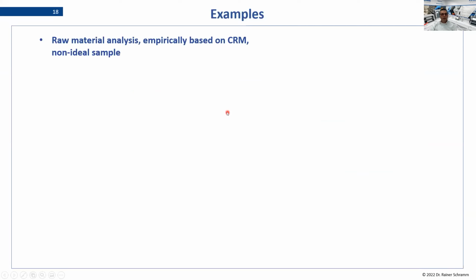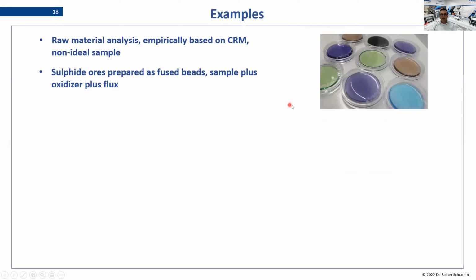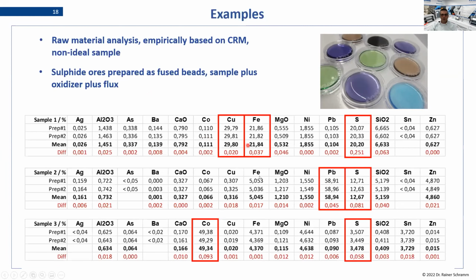So then here another example, raw material analysis, also empirically. So let's say we have sulfide ores and we would really want to do a good analysis, with high precision and high accuracy. Then we will do a calibration really based on certified reference materials. We will add some chemistry to get rid of the sulfide, which would destroy our platinum ware in this case. And if we have this all under control, we can do very good analysis.